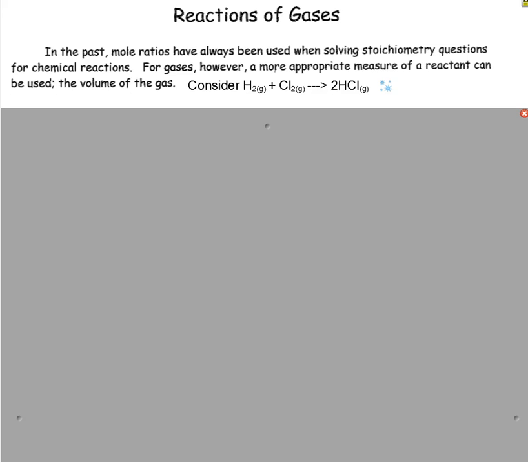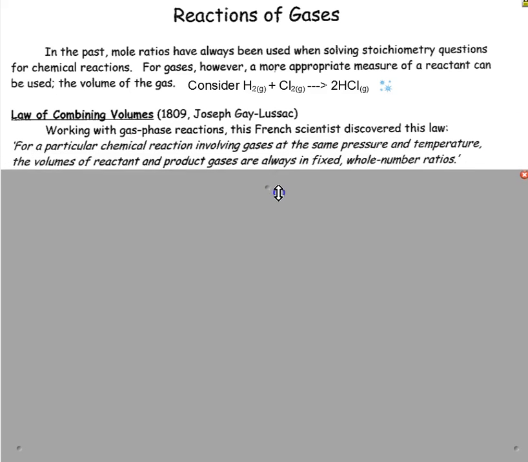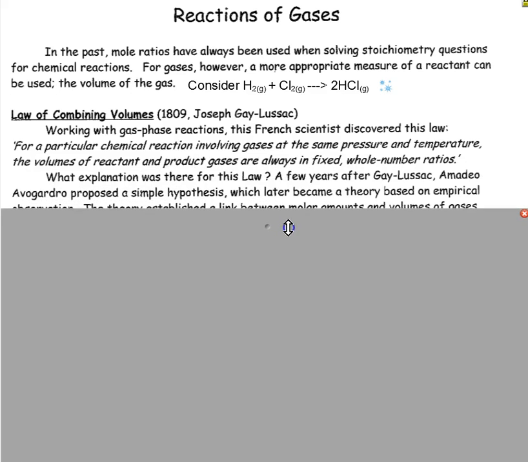However, when we're working with gases, quite often we're not going to be massing the gases on a balance the way we would with solids. So a more convenient measure, or more appropriate measure, for the reactant amounts would be a volume. And this is what scientists were interested in, this idea of how do gases combine. Now we looked at Charles' law and Gay-Lussac's law and Boyle's law in the earlier sections on gas laws.